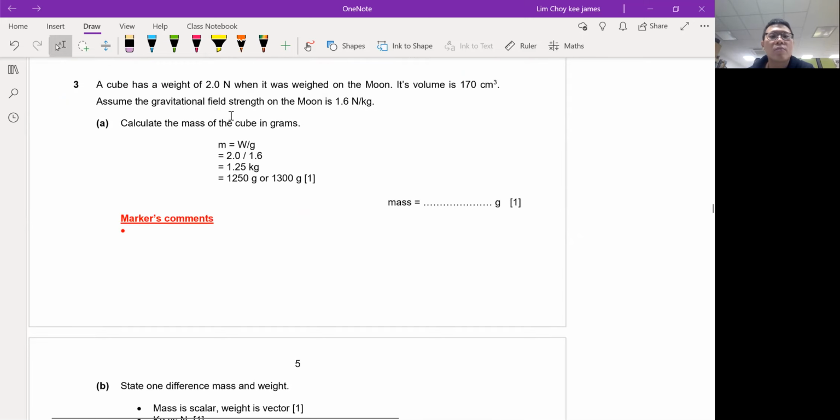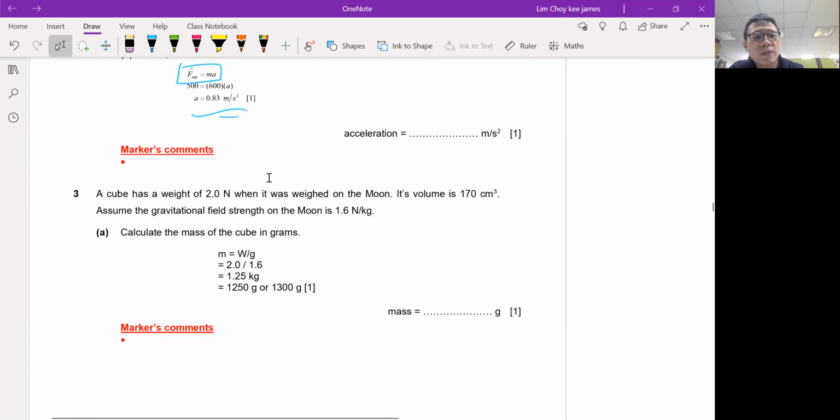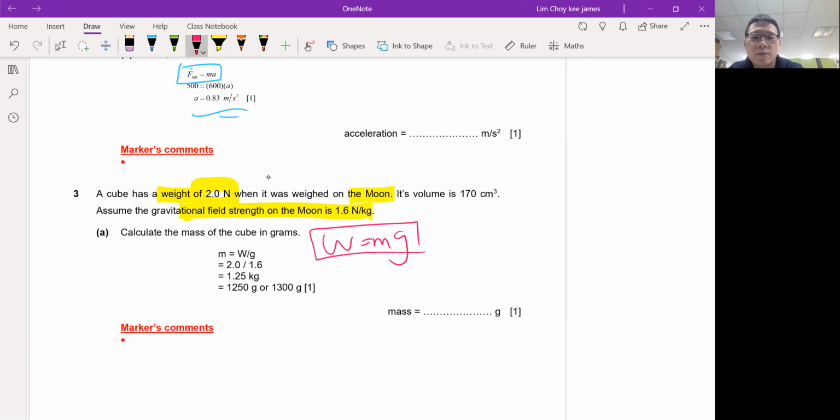Standard question of the mass, weight or density question. Weight is 2 Newton. Weight on the moon. G of the moon. Okay, this is the G of the moon. Standard formula, weight equals mg. This formula everybody must remember. Everybody must know. So question 1 shouldn't be a problem.